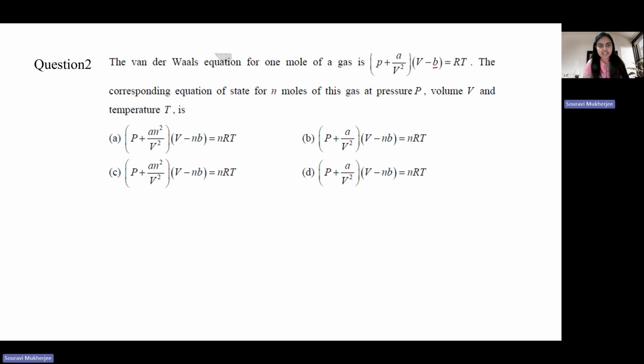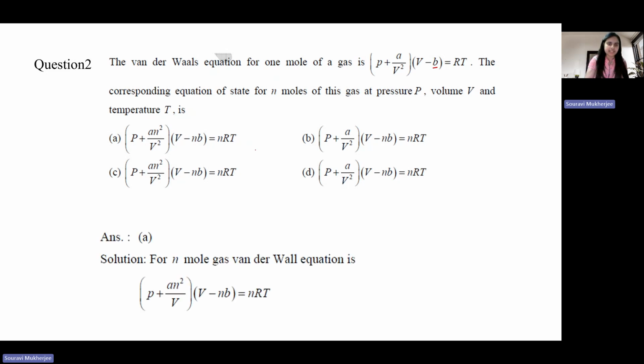So from here you can say that when you have n moles, your van der Waals equation should be modified as something like A, because now you have n moles, and you have an n square coming in here, which comes from the pressure dependence going as n square. And then the net volume occupied by the particles also increases n times. And here again you have nRT. So this is your expression for the van der Waals gas equation for n moles of gas.